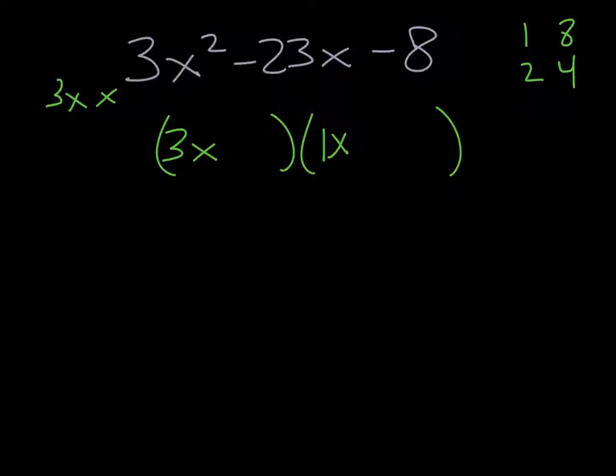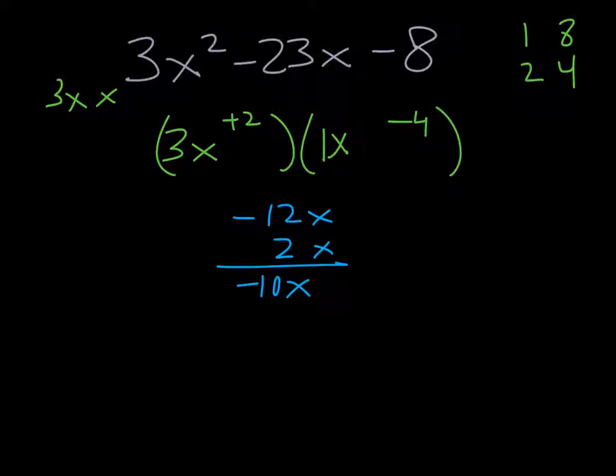So let's try plus 2. I'm going to rewrite that: plus 2 and minus 4. Alright, let's test my insides and outsides. So 3x times negative 4 would be negative 12x. And 2 times 1x would be positive 2x. That gives me negative 10x. So I know those are not correct. So let's get rid of those.